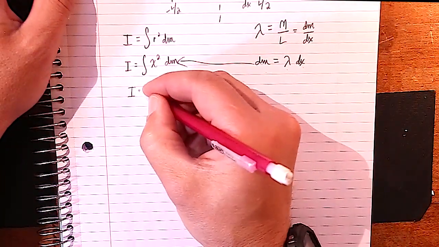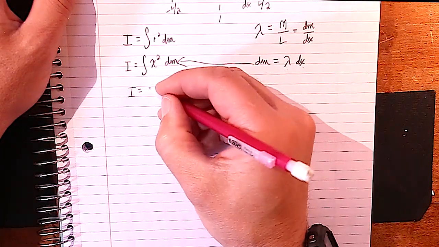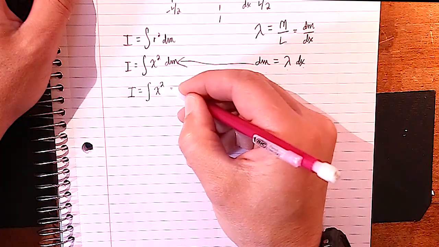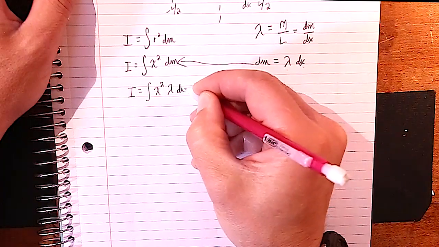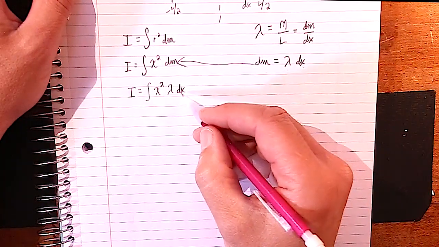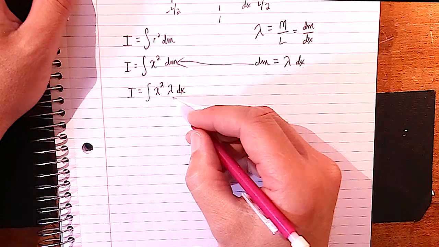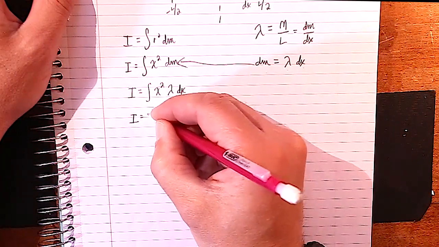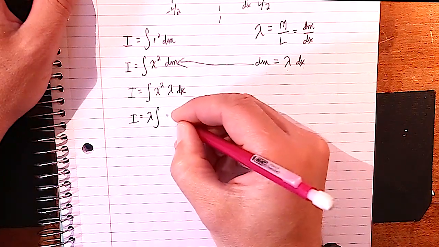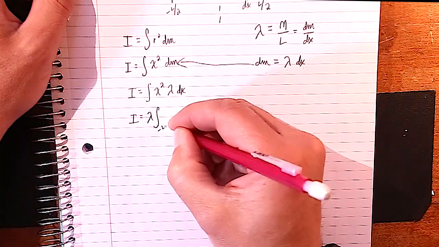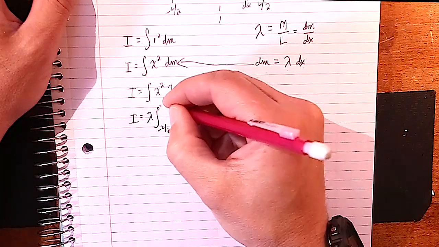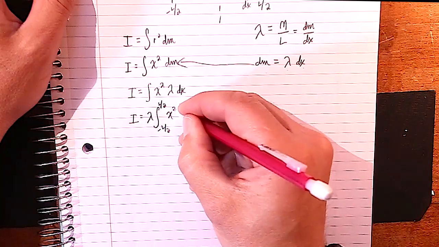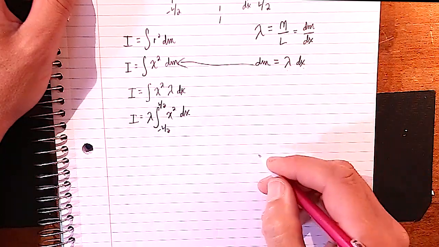So that becomes I is equal to the integral of x squared lambda dx. But we know that this lambda is a constant, so this can come out. So that becomes I is equal to lambda. And what are we integrating from? Well, we're doing it from one end, negative L over 2, to the other end, positive L over 2. And that's x squared dx.